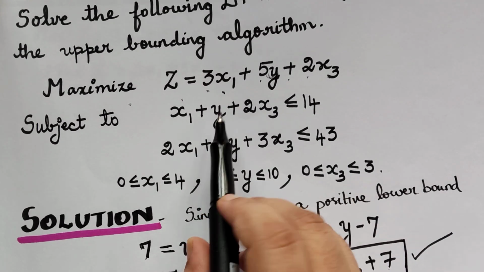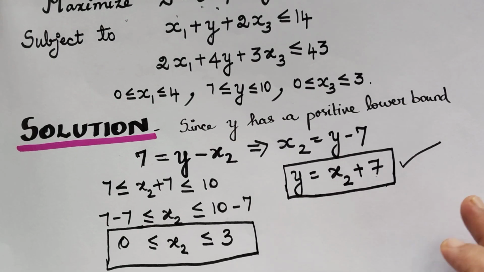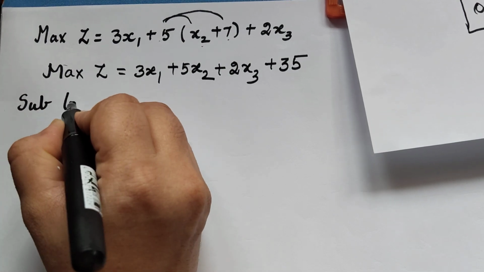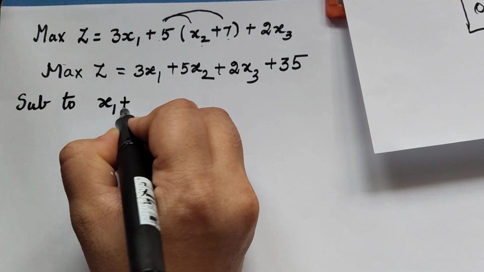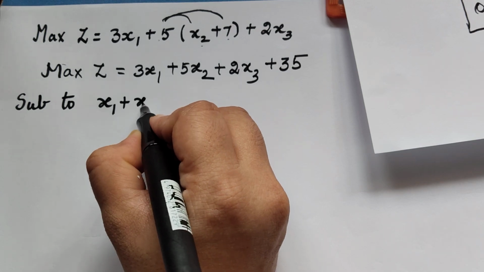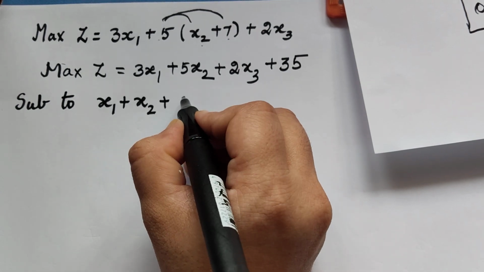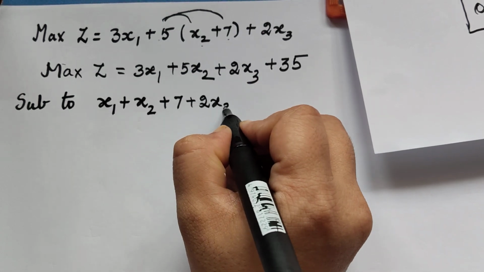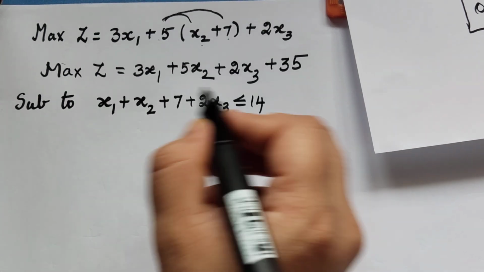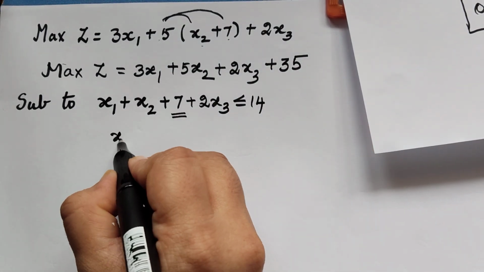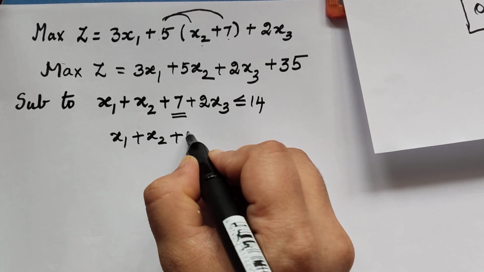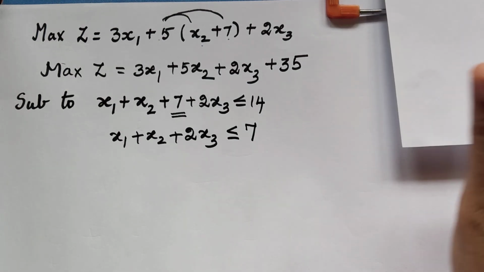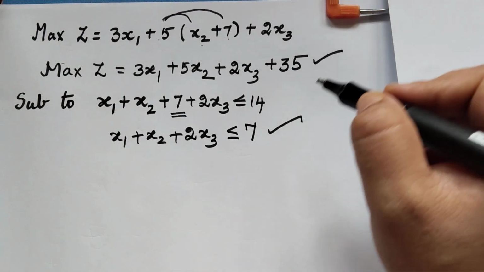So at the place of y, I will have to substitute x2 plus 7, and so the constraints will be reformulated as subject to, we will have x1. Now at the place of y, we have to substitute x2 plus 7. So x2, I will write the 7 here. So x1 plus x2 plus 7 plus 2x3 is lesser than or equal to 14. And so taking this 7 to the right, we will be getting x1 plus x2 plus 2x3 lesser than or equal to 14 minus 7, so 7. So this will be the first constraint. So this is the problem and this is the constraint.